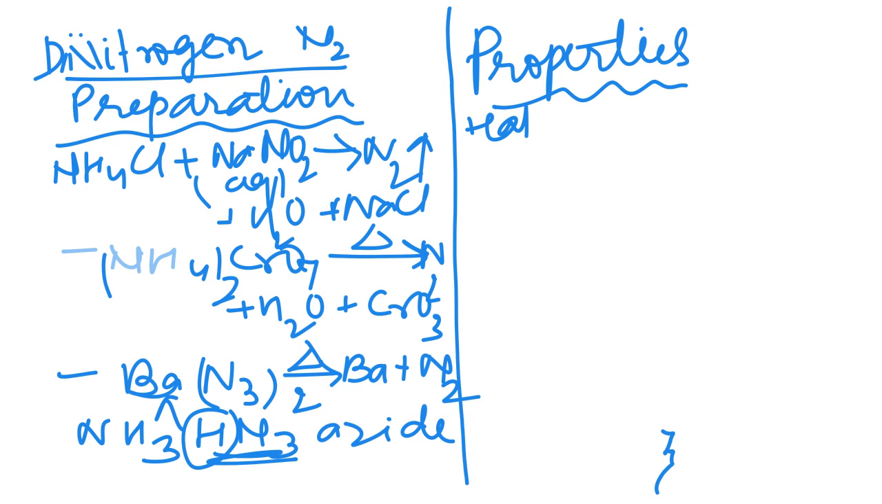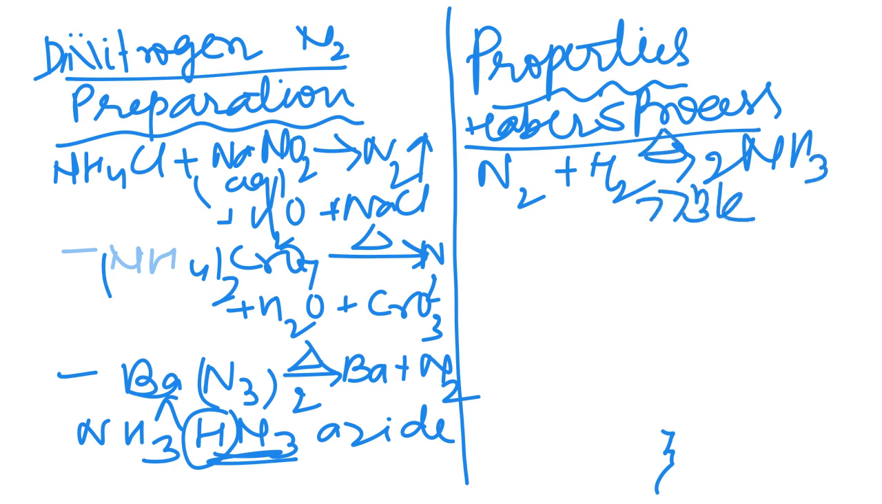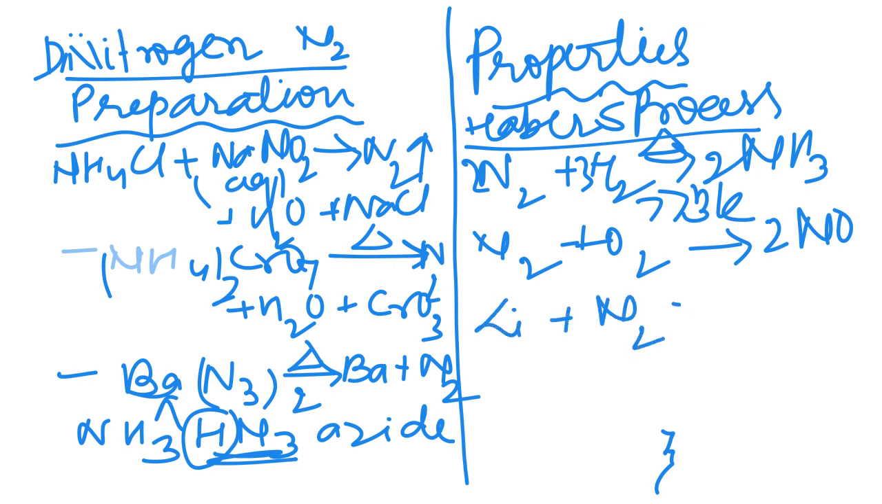First is Haber's process. It has the tendency to react with hydrogen and form ammonia, and the condition is heat at 773 Kelvin and give some pressure, then you will get ammonia. It can react with oxygen and form nitric oxide, that is the brown gas. The color of this gas is brown. It can react with metals like lithium and form lithium nitride at high temperature. So this is the compound nitrogen, and it finishes.